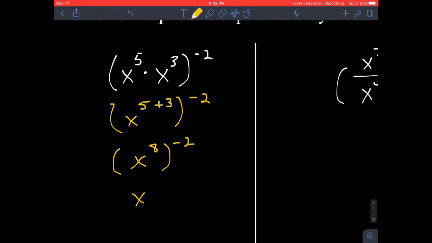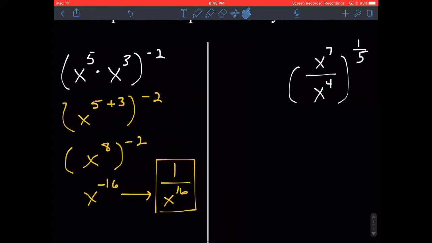This is our distribution property, so we multiply the two exponents, which gives us x to the -16, but we didn't want negative exponents. We're going to take that negative, put it in the denominator. This is a direct translation of negative exponents property.